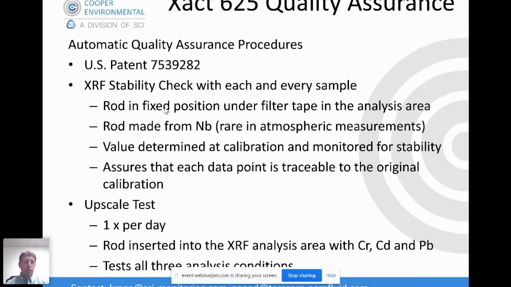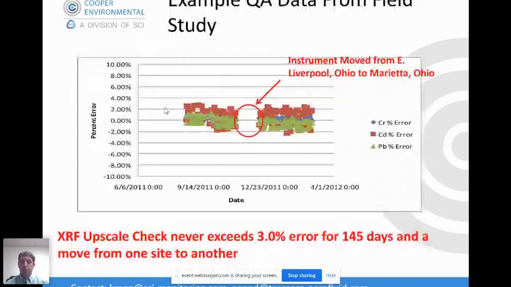So you know that each and every data point is valid and accurate. And then, of course, once a day, we do an upscale test as well. In this test, we inject a rod into the XRF analysis area, and the rod has chromium, cadmium, and lead on it. This is just a further validation of the stability of the XRF system. The value for each of these elements is determined at the time of calibration, and then you're looking for a stable response each and every day thereafter. The advantage of this is that it tests all 3 analysis conditions that the Xact 625i uses.